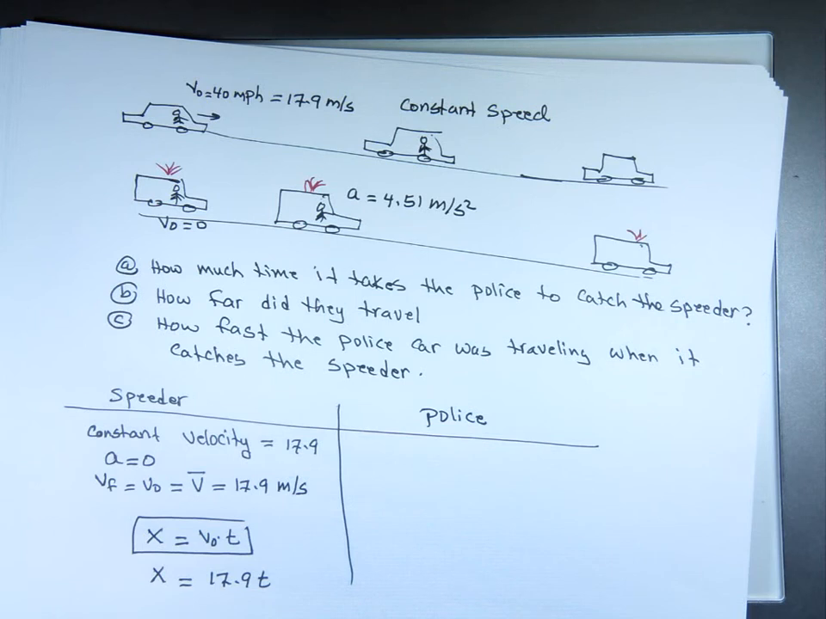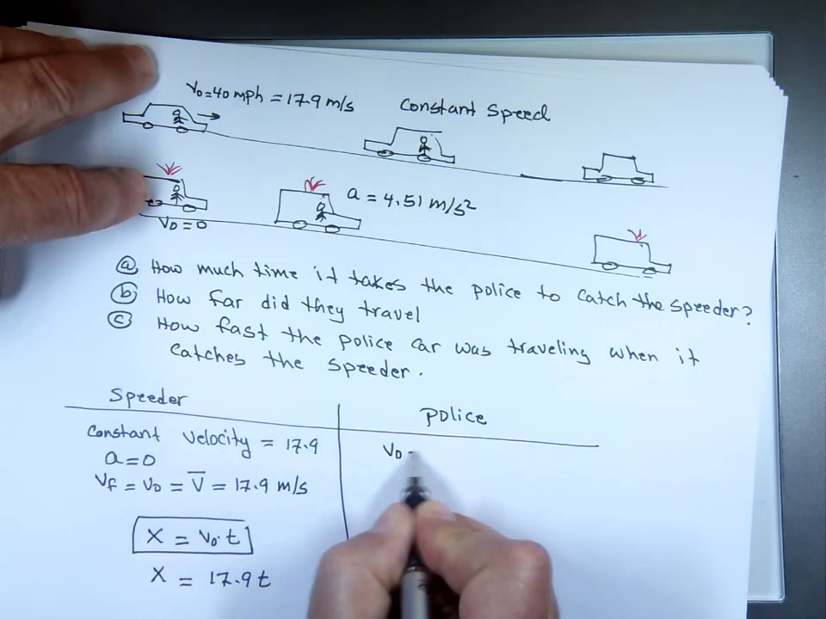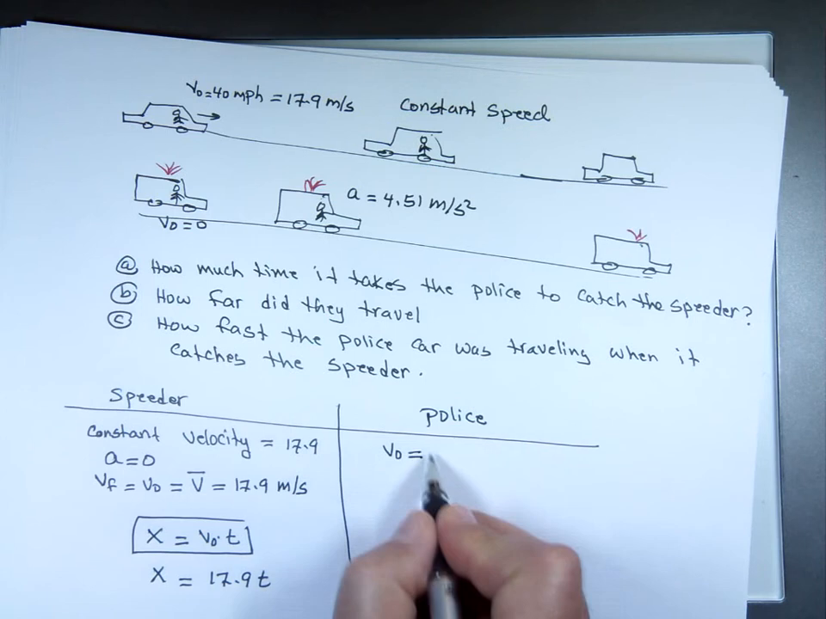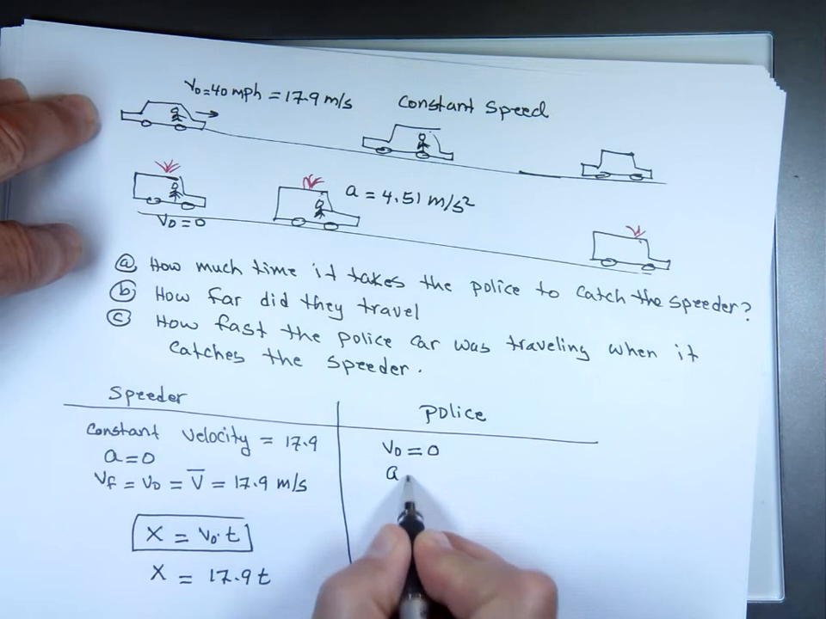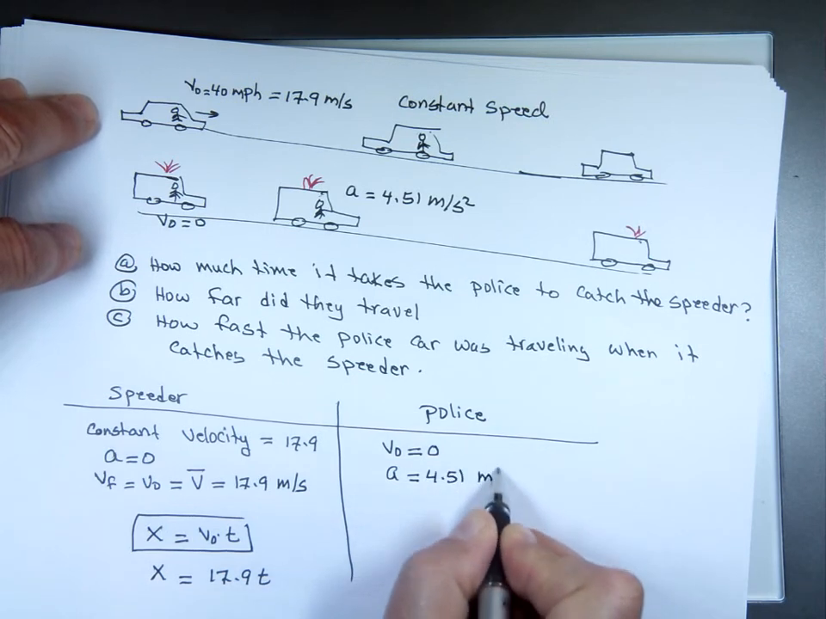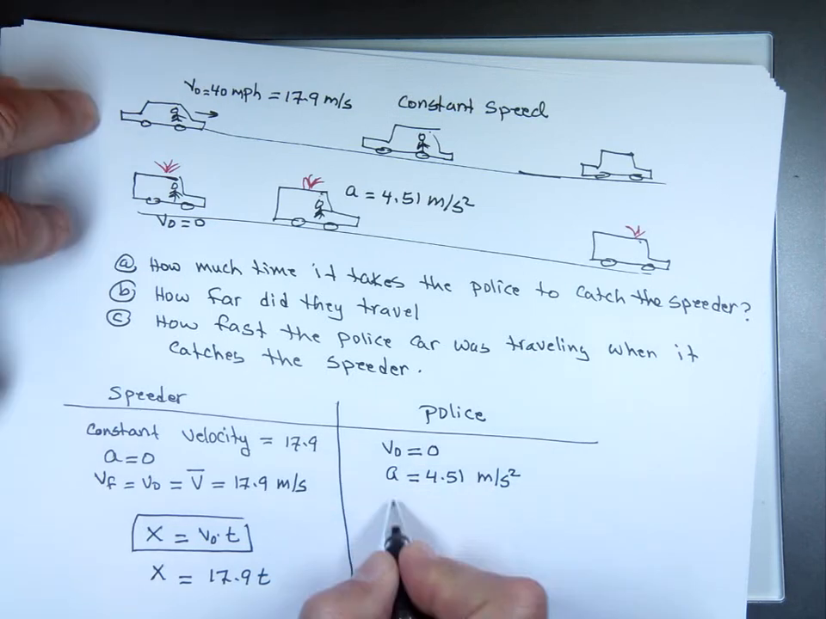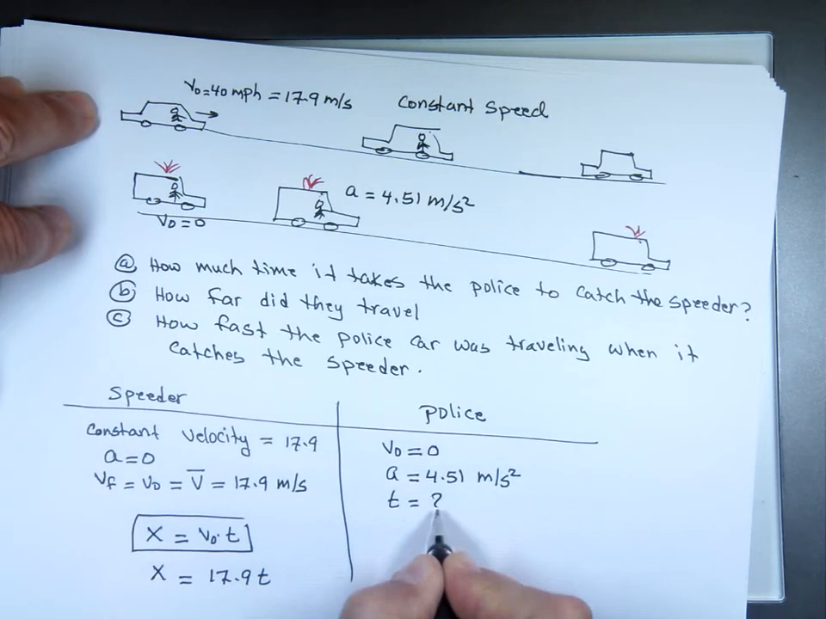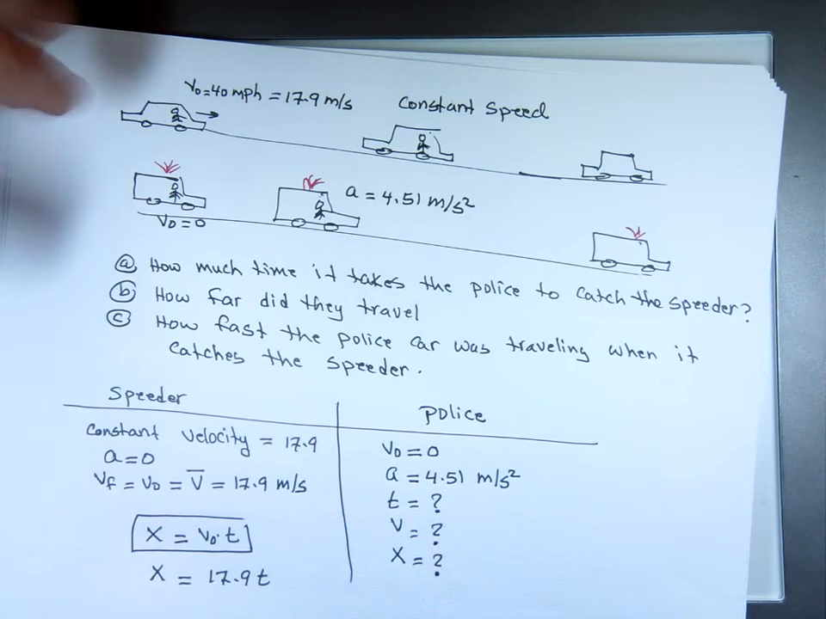Let's look at the police car. What's the initial velocity? 0. What is the acceleration? 4.51. What's the time? Unknown. What's the final velocity? Unknown. What's the distance traveled? Unknown. That's all we know.